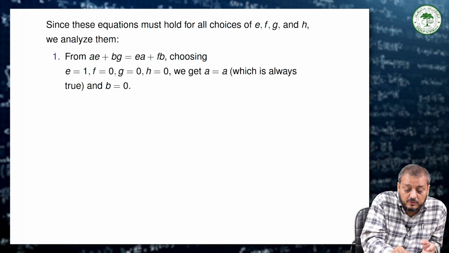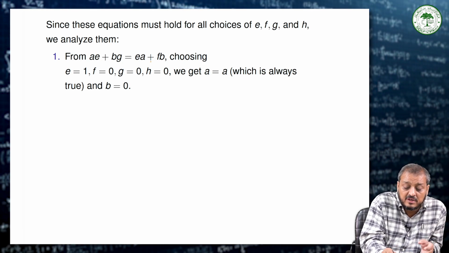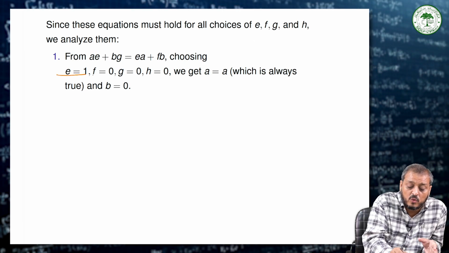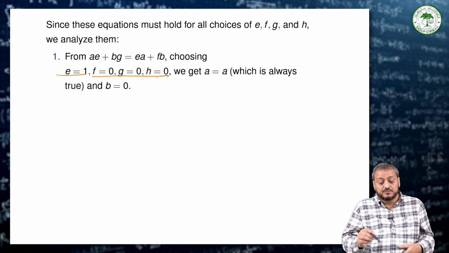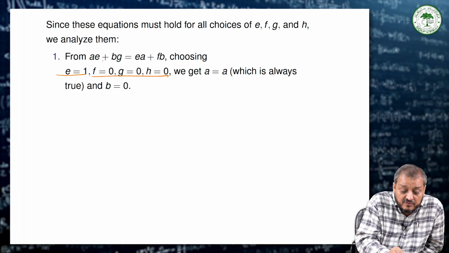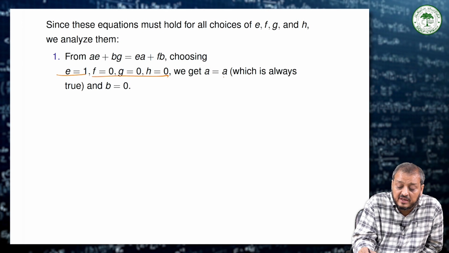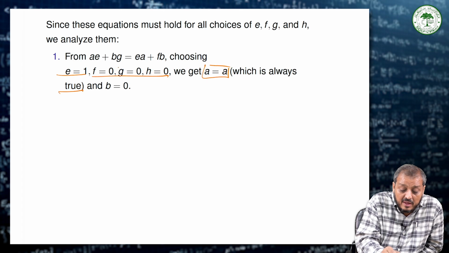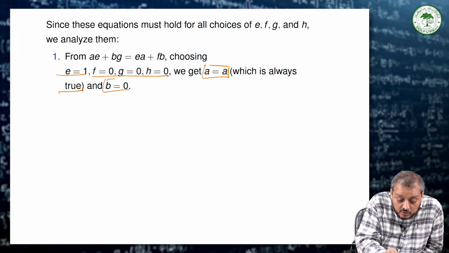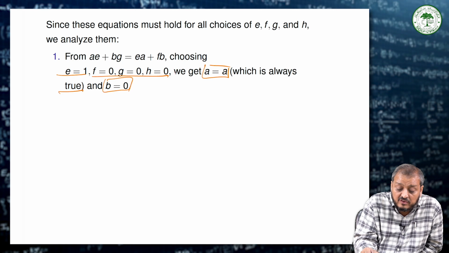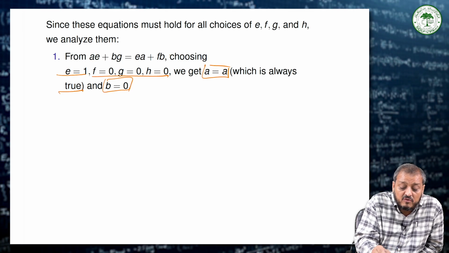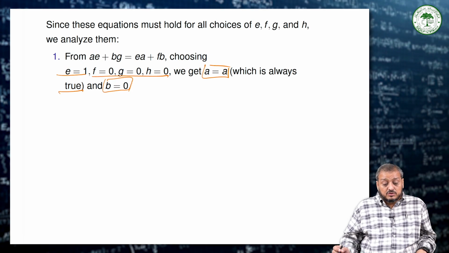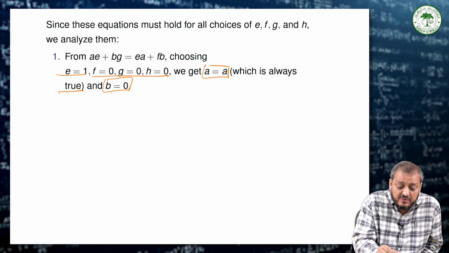For example, take the first one, AE plus BG is equal to EA plus FB, because it's true for all real numbers. So I choose E equal to 1, and F, G and H all equal to 0. Then clearly we get A is equal to A, which is always true, and what is the element B? B is equal to 0.